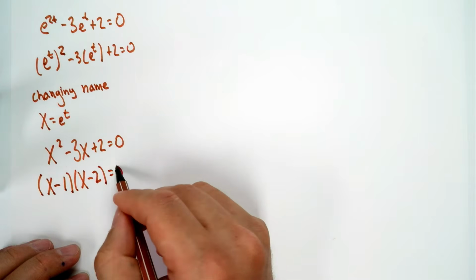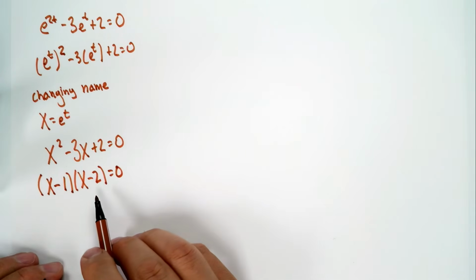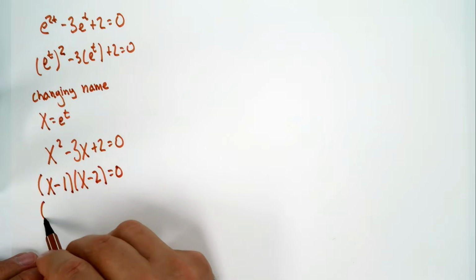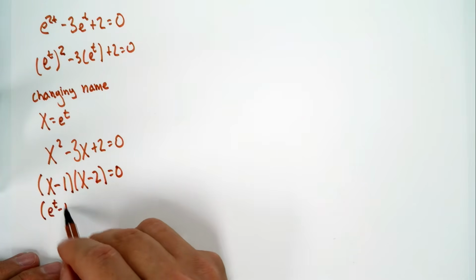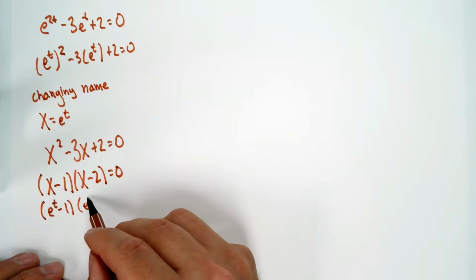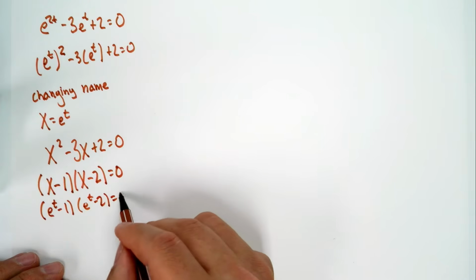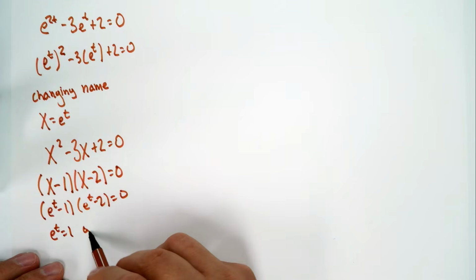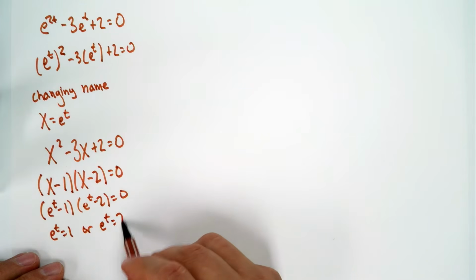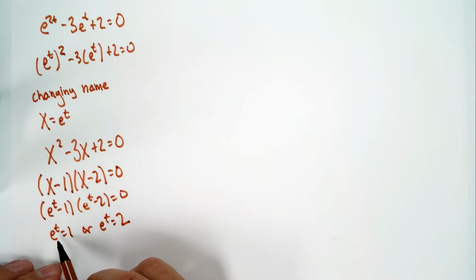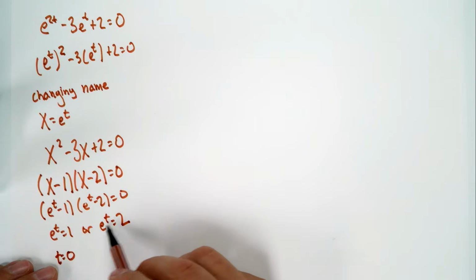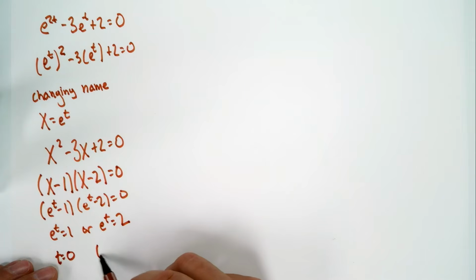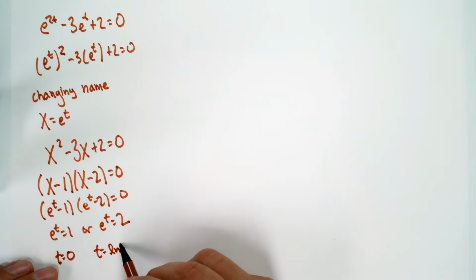So this becomes x minus 1 times x minus 2 equals 0. Or, now going back to our old names, e to the t minus 1 times e to the t minus 2 equals 0. Which says that e to the t has to equal 1, or e to the t better equal 2. So e to the t equals 1, that's at t equals 0. And e to the t equals 2, that's at t equals log 2.